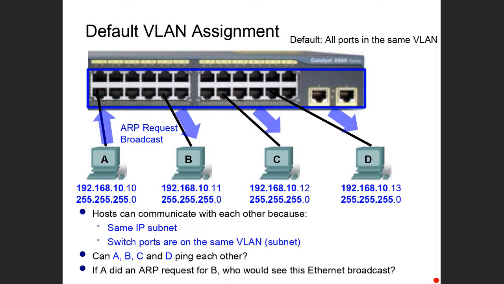Now the last question: if A did an ARP request for B, and of course an ARP request is a broadcast. It's a broadcast because I don't know your MAC address yet. I can't make it a unicast. To make it a unicast, I have to know your MAC address. I know my own MAC address. It's burned into my NIC card. I don't know your MAC address. I used to know it, but I forgot it, or I've never known it. So I need to do an ARP request first.